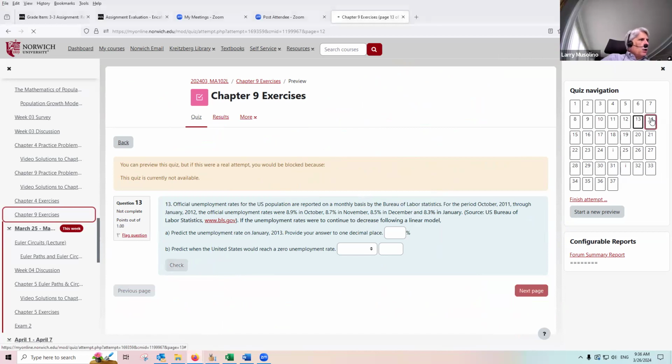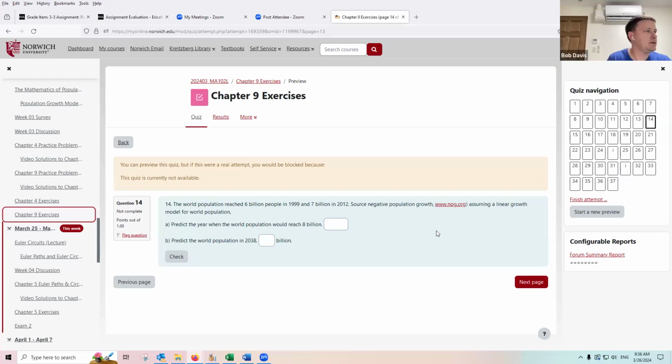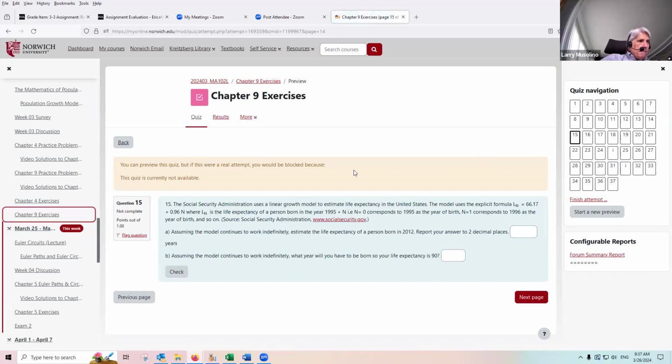Good. All right. Let's see what else we got. I think you mentioned 14. But I think now that we've done this one, I think I understand. This is going to be very similar. And notice it says assuming a linear growth model. So when you see that, you know it's going to be the same formula we just used. So I feel pretty comfortable with that one now, having just gone through 13. Good. Let's look at 15.